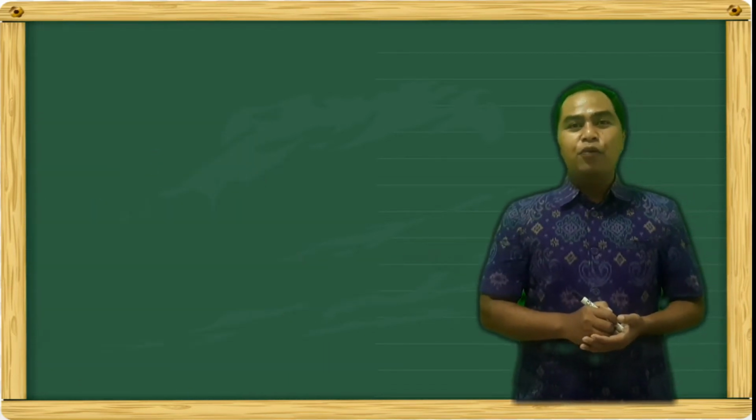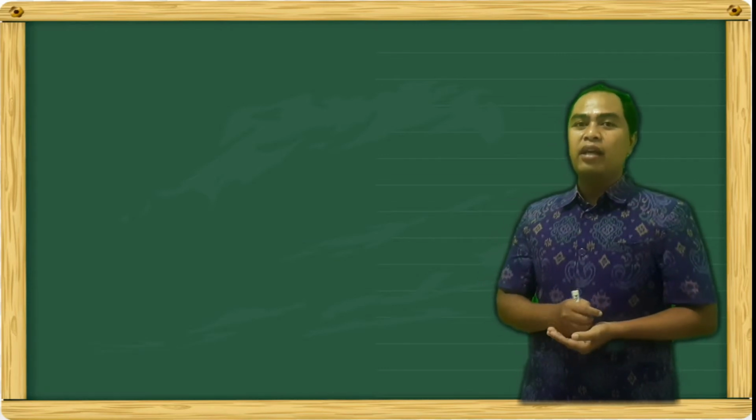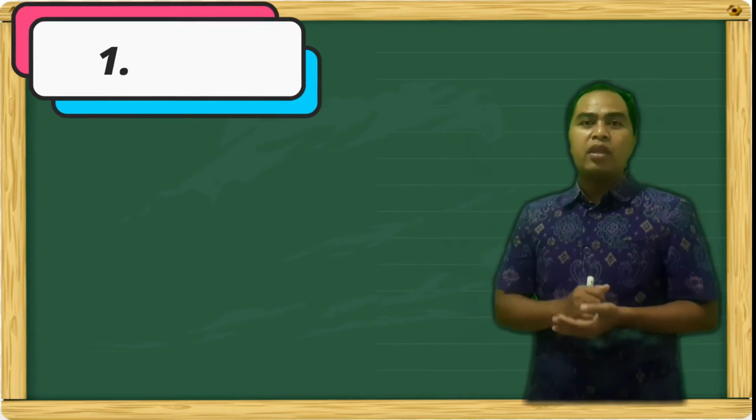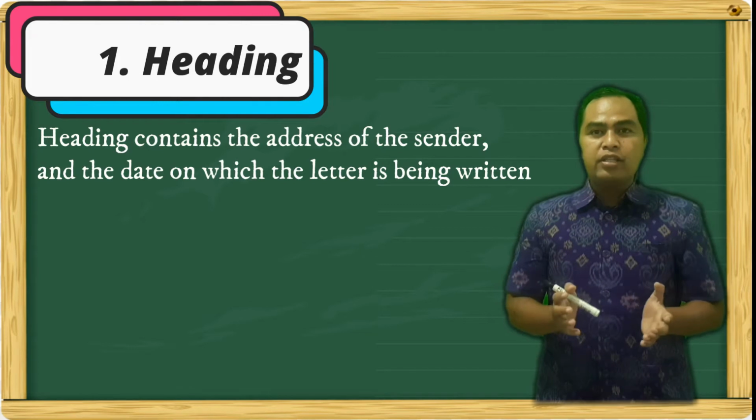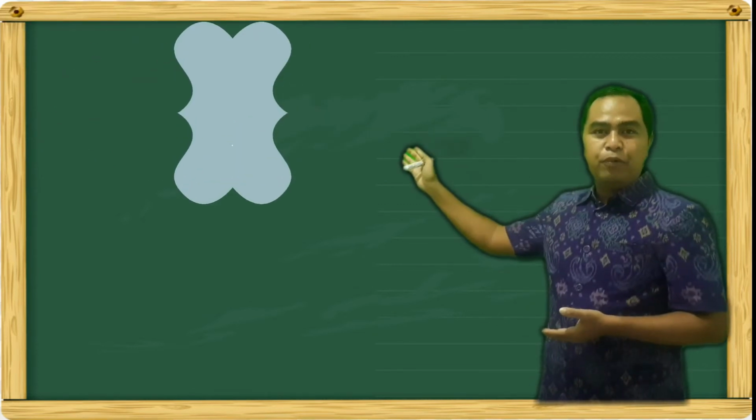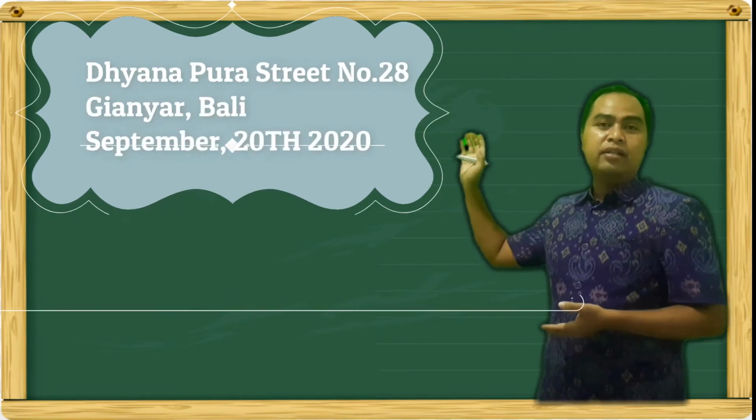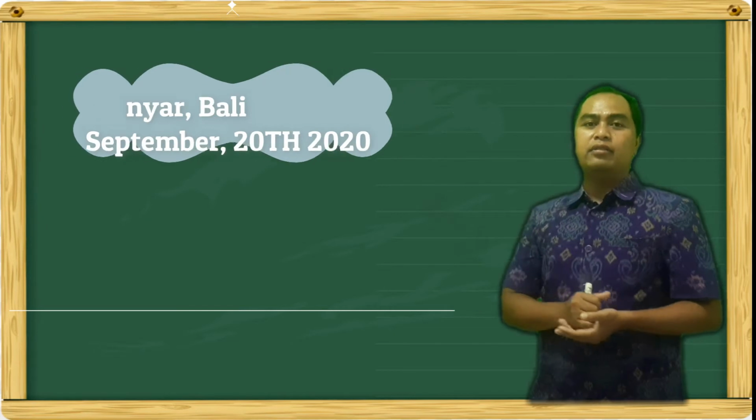Now we will go to the first one, the heading. The heading contains the address of the sender and the date on which the letter is being written. Example: Dianapura Street, number 28, Gianyar, Bali, September 20, 2020.